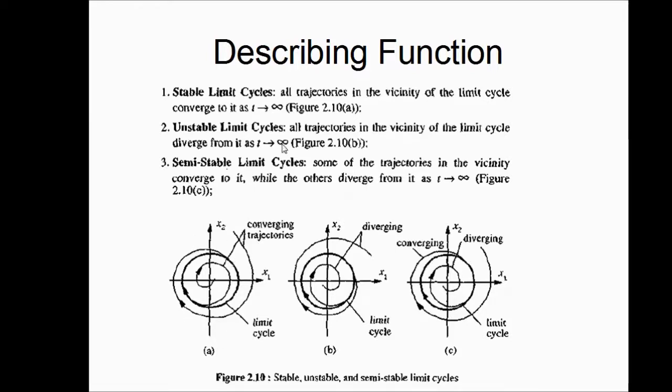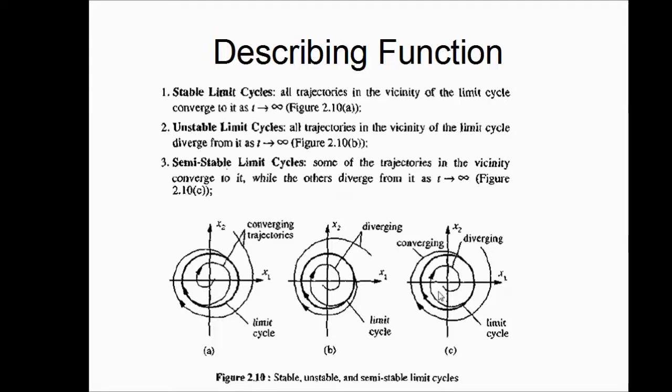Unstable limit cycle: all trajectories in the vicinity of the limit cycle diverge away from the limit cycle as t goes to infinity. Diagram B contains an unstable limit cycle where the inside trajectories are going away towards the origin, and the outside trajectories are also diverging away from the limit cycle. Semi-stable limit cycles are those closed isolated trajectories where some of the trajectories in their vicinity converge to it while the other trajectories diverge from it.